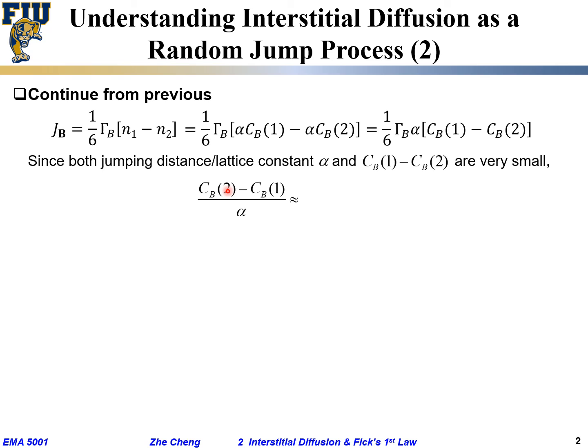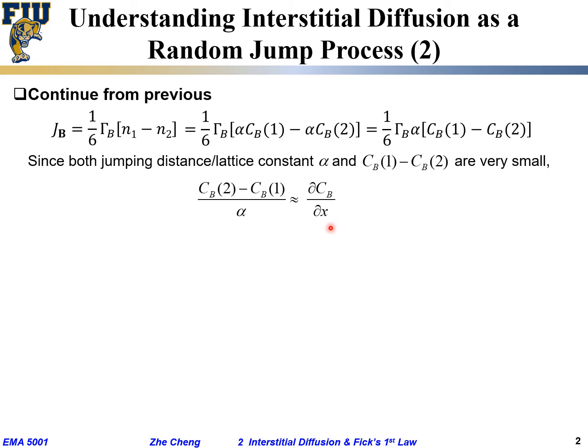Number area density at location 2 versus location 1. Remember we said 1 and 2 are right next to each other and they are separated by the distance of alpha. So both the numerator and the denominator are very small numbers. Mathematically we can write it as the partial differential. Make sense? Because it's a small number over a small number, it just means the partial derivative.